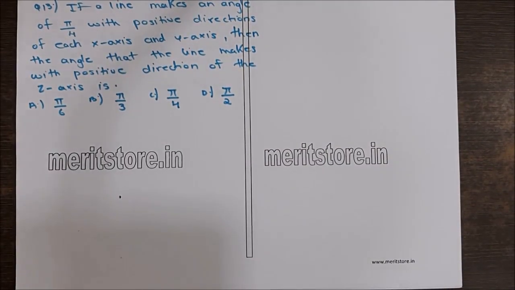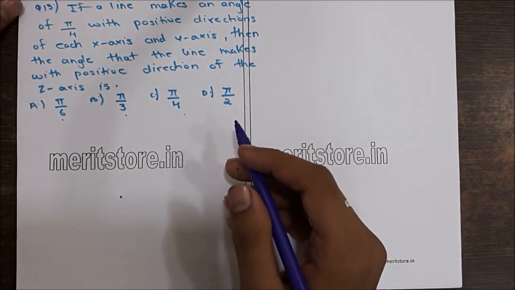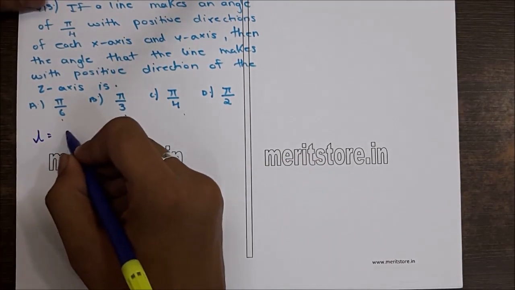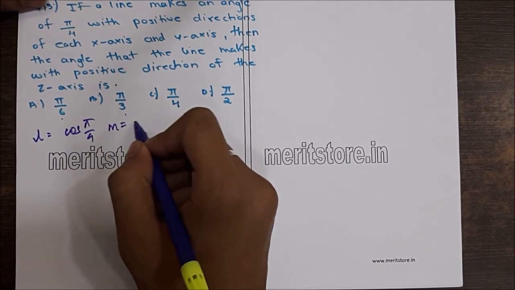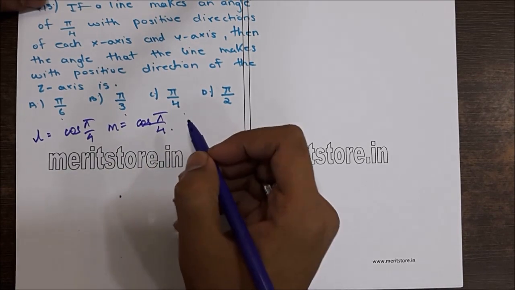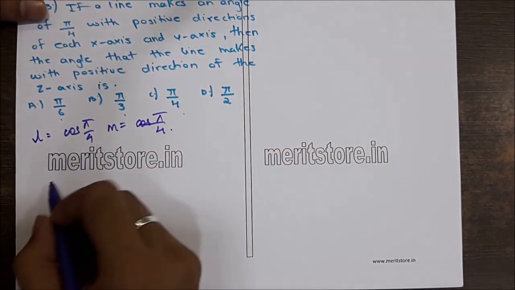Question number 13. If a line makes an acute angle of pi by 4 with positive directions of each x-axis and y-axis, then the angle that line makes with positive direction of the z-axis is pi by 6, pi by 3, pi by 4 or pi by 2. Now we are given that L is equal to cos of pi by 4 and M is equal to cos of pi by 4. This is given to us, and we do not know the value of N.